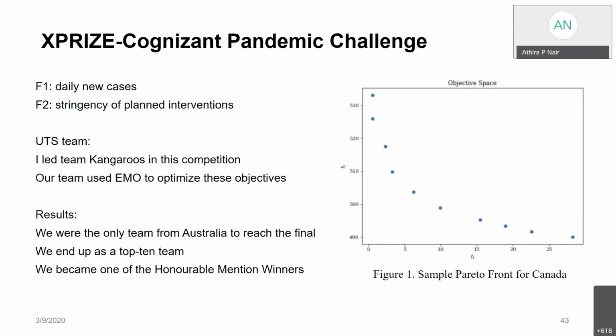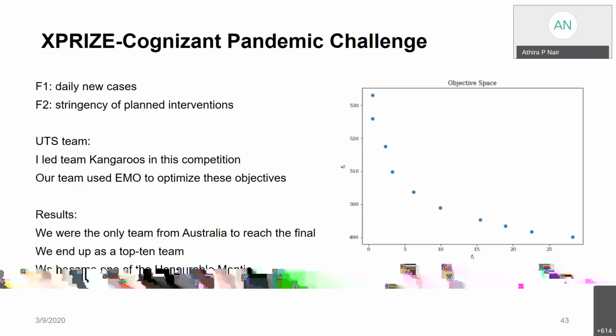One real-world application of multi-objective evolutionary algorithms is our results for the pandemic challenge. There was a challenge by XPRIZE and Cognizant. We wanted to minimize the number of daily new cases and also optimize the stringency of planned intervention. So these were two objectives. I led the team Congress in this competition, and we used an evolutionary multi-objective algorithm for these purposes. We eventually came up as a finalist and top 10 team and won an honorable mention in this competition.